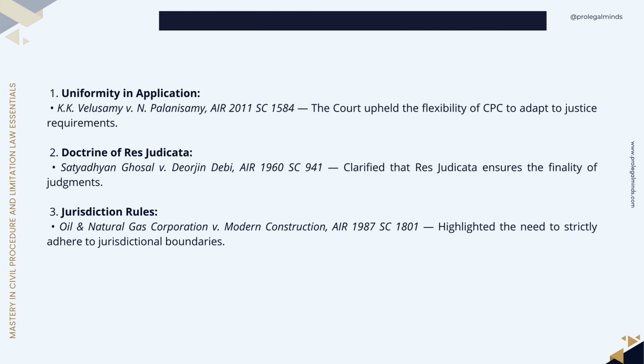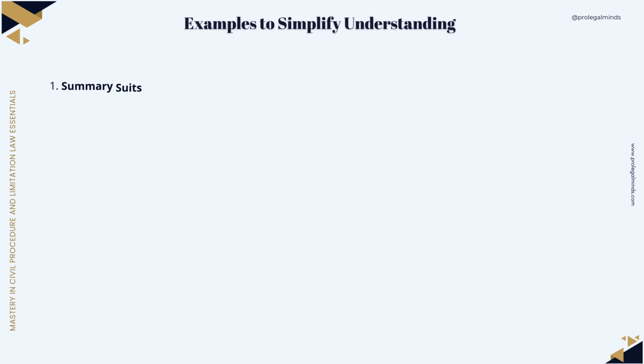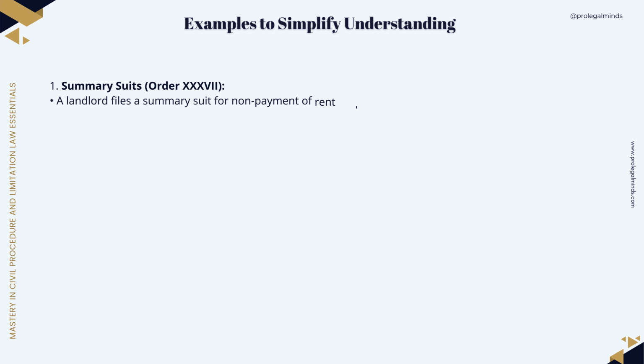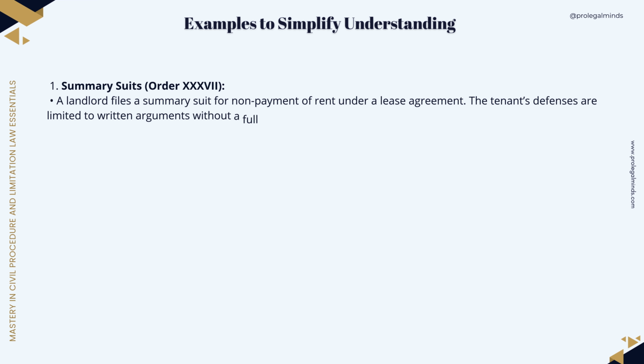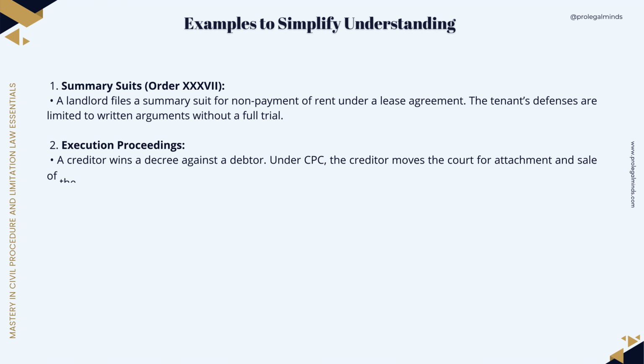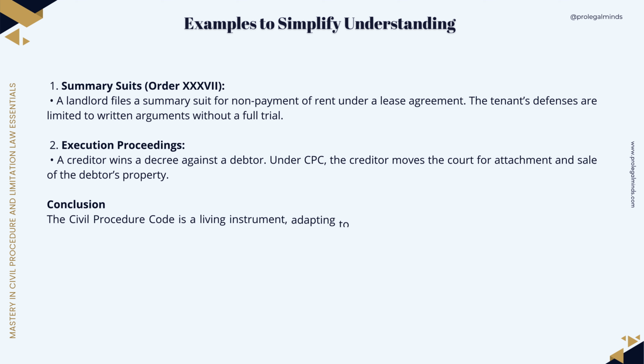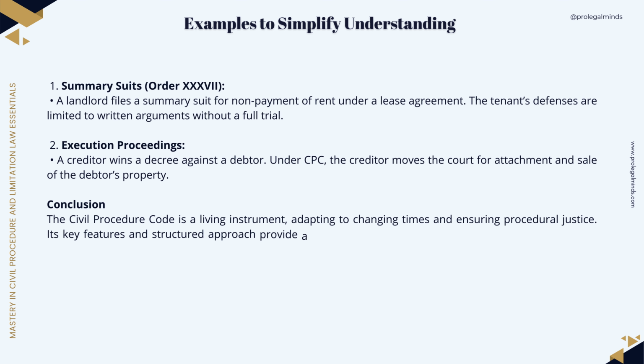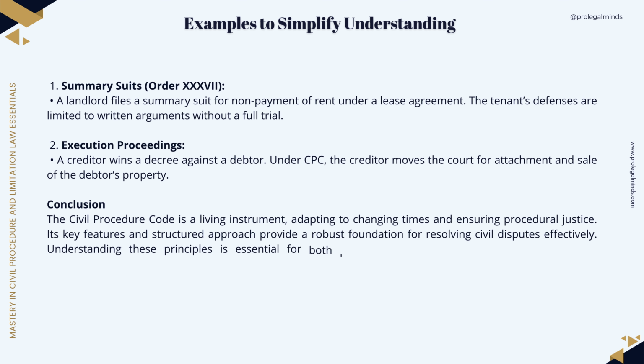Examples to simplify understanding. Summary suits, Order 37. A landlord files a summary suit for non-payment of rent under a lease agreement. The tenant's defenses are limited to written arguments without a full trial. Execution proceedings. A creditor wins a decree against a debtor. Under CPC, the creditor moves the court for attachment and sale of the debtor's property.